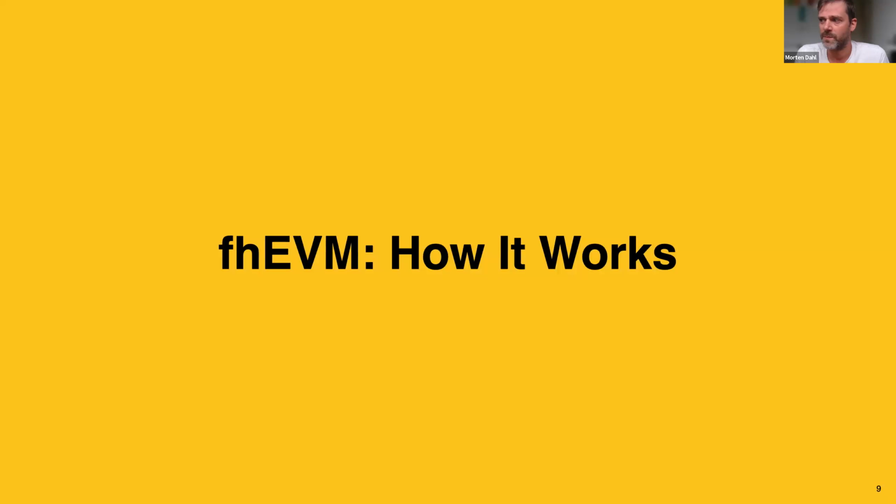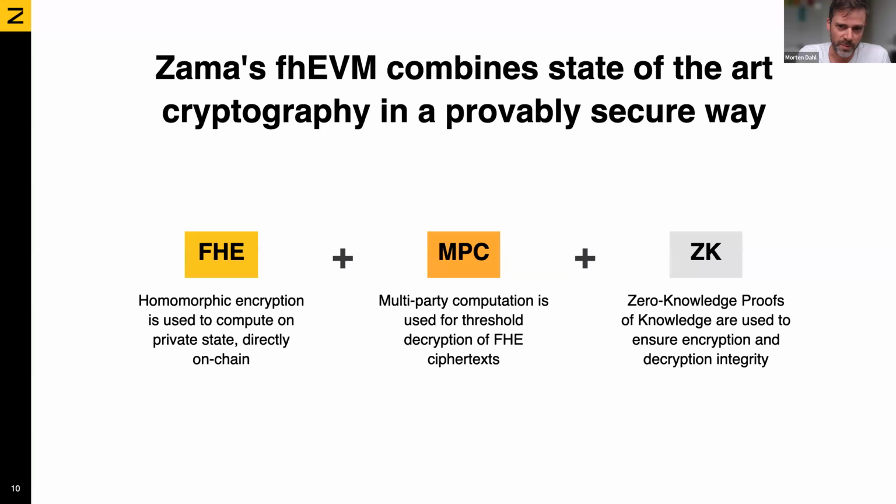Okay, so to dig in a bit into how this stuff works under the hood, we're combining a lot of different cryptographic techniques. Of course, fully homomorphic encryption, which is used for all the computation. MPC, which is used in our key management solution, where we have threshold protocols for decryption. And then also some zero knowledge proofs, as we'll see, around the inputs for security, both from a cryptographic perspective, but also from a systems perspective.